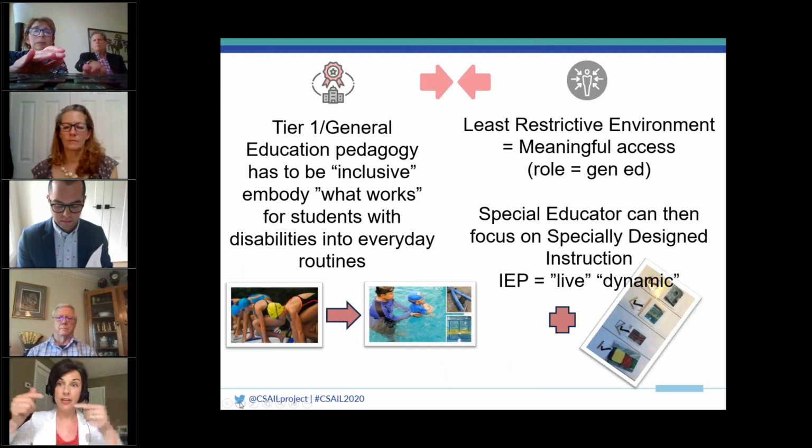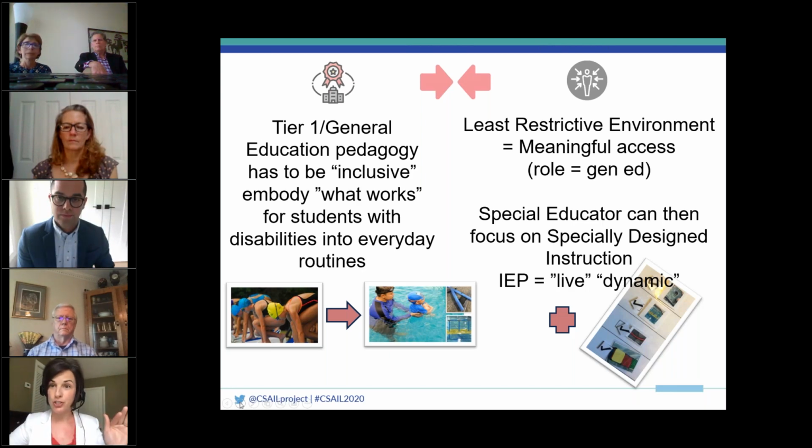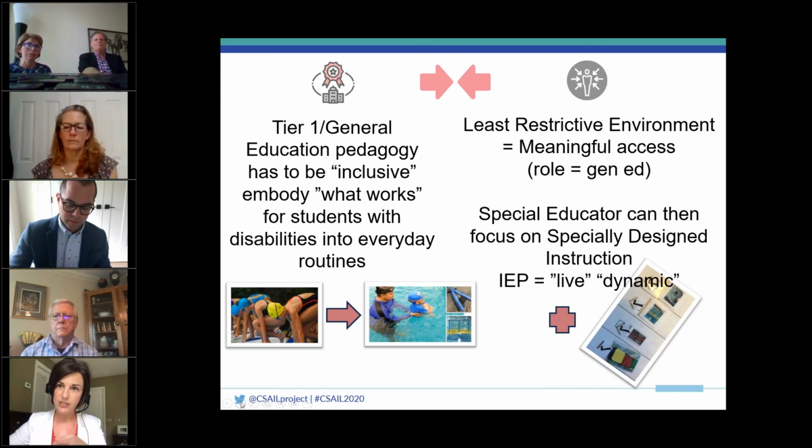So what we need to focus on, the pressure point, is tier 1, general education instruction. If it's truly going to be college and career ready and inclusive, it would have to include what works for students with disabilities. See the photo at the bottom? We want to move from just sink or swim, or learning by osmosis, into a real swim class. And if we can do that, then on the right-hand side, students with IEPs will truly have a least restrictive environment. Their access won't just be exposure, it'll be meaningful.